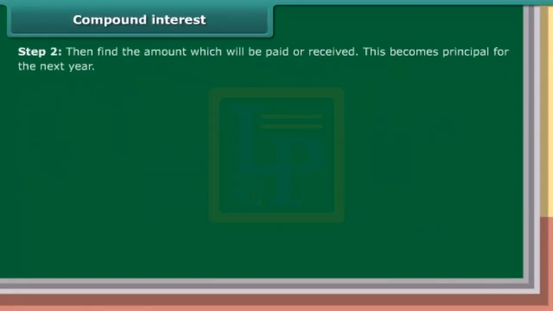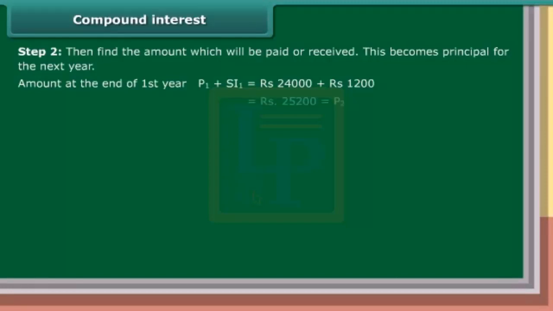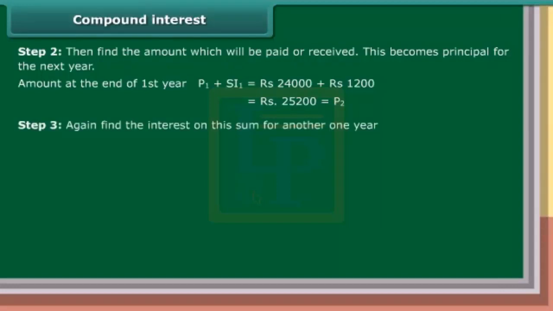Step 2. Then find the amount which will be paid or received. This becomes principal for the next year. Amount at the end of first year is equal to P1 plus SI1, which is equal to rupees 24,000 plus rupees 1200, which is equal to rupees 25,200, which is equal to P2. Step 3. Again find the interest on this sum for another 1 year.